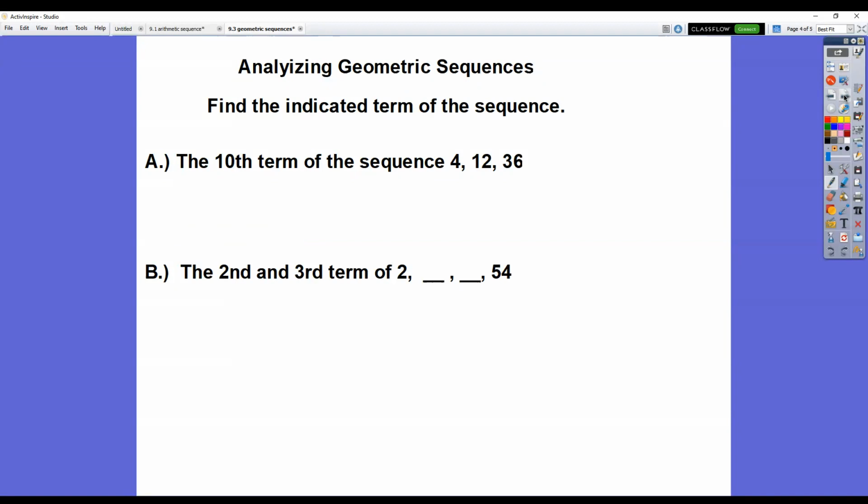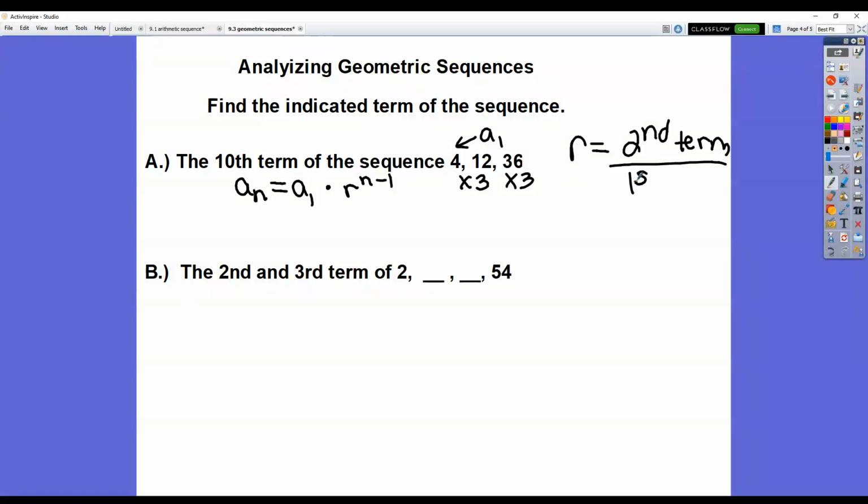Analyzing geometric sequences. Find the indicated term of the sequence. So the first one, find the 10th term of the sequence. Remember, you have to use the explicit formula for that. So what's the first term? What's a sub 1? A sub 1 is 4. And then how do we get from 4 to 12, 12 to 36? Times 3.